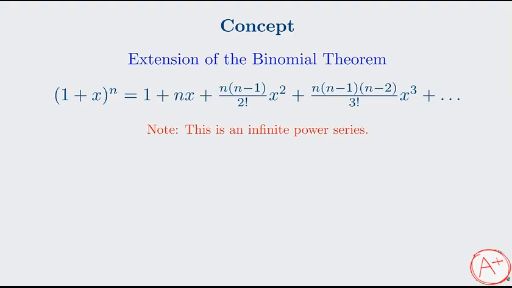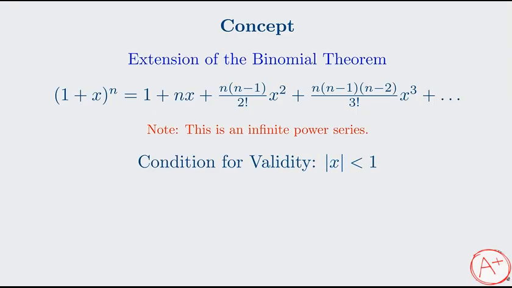When n is not a positive integer, this expansion does not terminate. It becomes an infinite power series. Because it is infinite, we must ensure the series converges to a finite value. This expansion is only valid when the absolute value of x is less than 1. If the absolute value of x were greater than 1, the terms would grow larger and larger, and the sum would not exist.